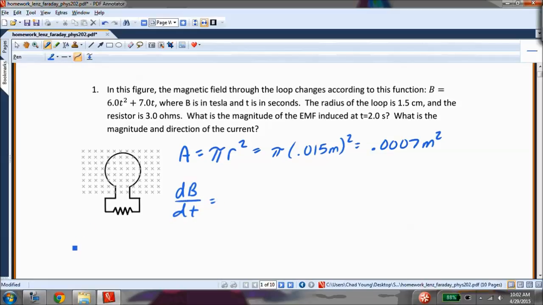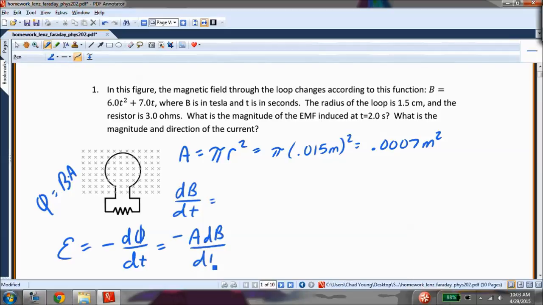All right, I also need to find dB/dt, because I'm looking for EMF. Let me just show you the big picture. I'm looking for EMF, which by Faraday's law is equal to the negative of the change in the flux in time. But remember that flux is equal to B times A. It's actually the dot product of B and A.